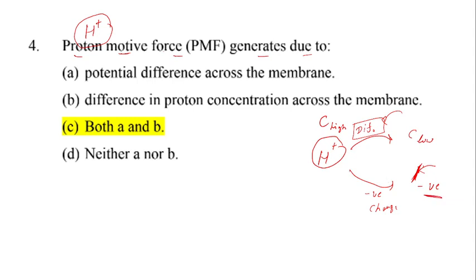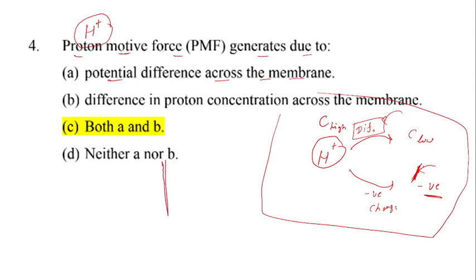If you understand this, then you will be able to answer this question very nicely. Potential difference across the membrane. Potential difference means what? This is your membrane, here plus, it is outside, and here suppose you applied an electrode. You applied a negative charge here, so due to the potential difference the proton will try to move inside. So potential difference across the membrane, yes, it is right.